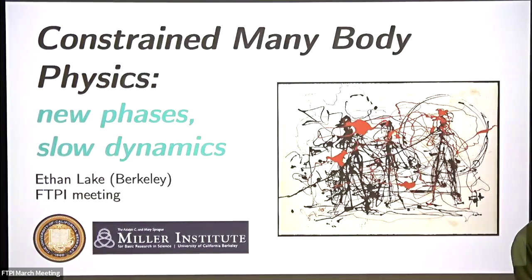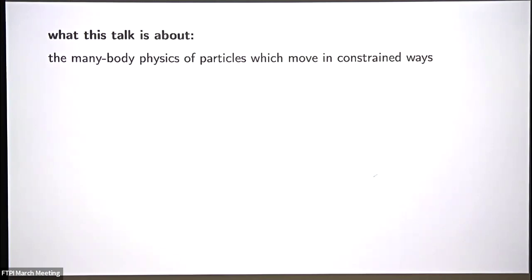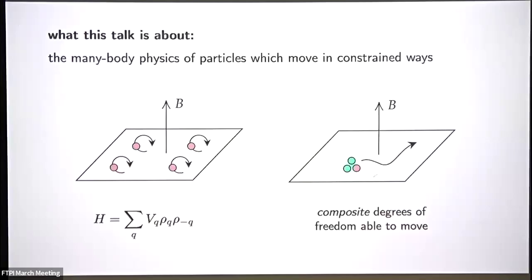I'm going to be talking about systems of many particles, where the particles obey constraints, which lead to a quenching of their kinetic energy. An example which I'm not going to talk about in this talk, but which is hopefully familiar to everyone, is the quantum Hall effect. In the quantum Hall effect, a strong magnetic field constrains the motion of electrons along cyclotron orbits, which is their kinetic energy.